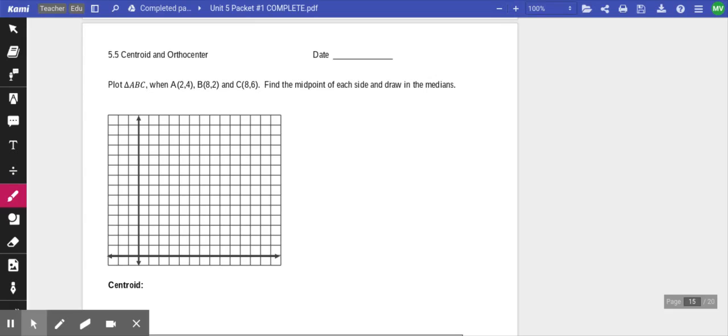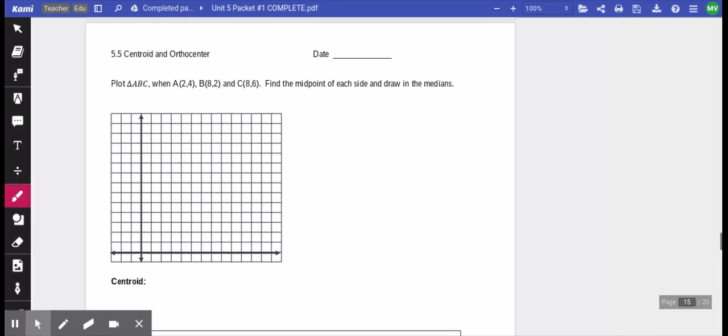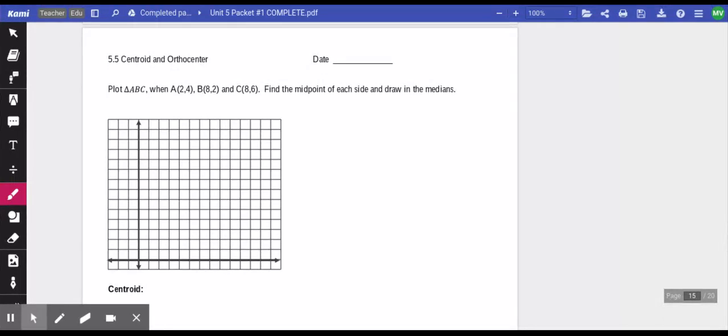Hello, welcome back. Today we're going to talk about two more special centers. If you recall, we talked about the circumcenter, which is where the perpendicular bisectors meet. We also talked about the incenter, which is where the angle bisectors meet, this point of concurrency. Today we're going to talk about the centroid and the orthocenter.